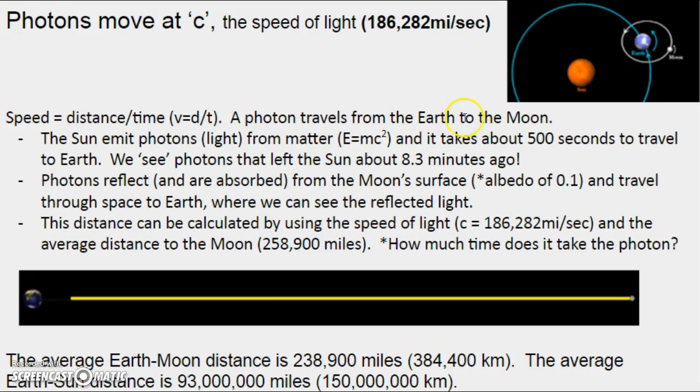So a photon travels from the Earth to the Moon here. Well, we can look at the first one. We can say, well, the sun emits photons, right? Light from matter, E equals mc squared. And it takes about 500 seconds to travel to the Earth. We see photons that left the sun about 8.3 minutes ago.